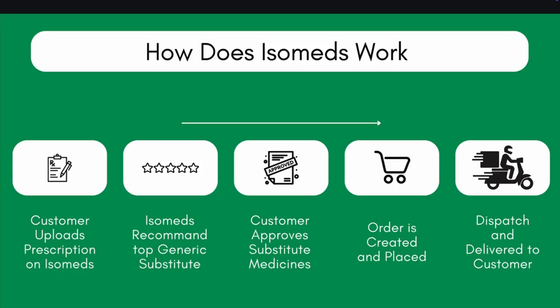Apart from that, we also have another process in which the customer can send us their prescription or medicine list directly by sending it to us on WhatsApp, and then we share a quotation with the customer and compare their earlier medicine prices to the new medicine prices, which is about 50 to 70% lower, and then we dispatch the medicine after the customer's approval.